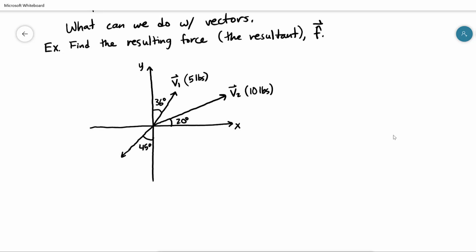And it may be worth mentioning, this vector over here, by the way, is V3, and let's say that it has a magnitude of 7 pounds of force acting in that direction.